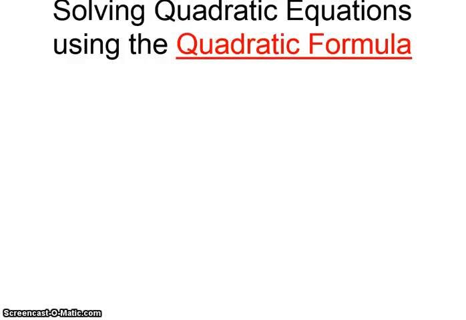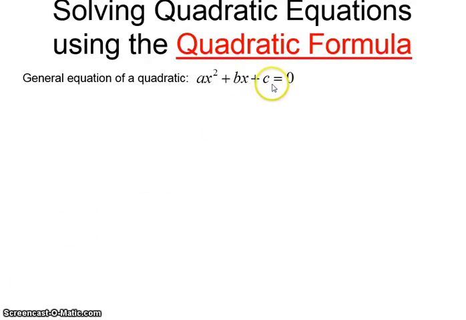Hi, this lesson is on solving quadratic equations using the quadratic formula. So the general equation of a quadratic is ax squared plus bx plus c equals 0. Normally, we would try to factor a trinomial equation or a quadratic equation. Sometimes you can't factor the trinomial equation. So an option is to use the quadratic formula.